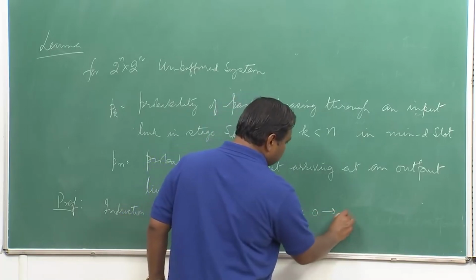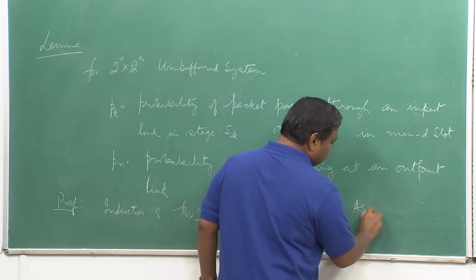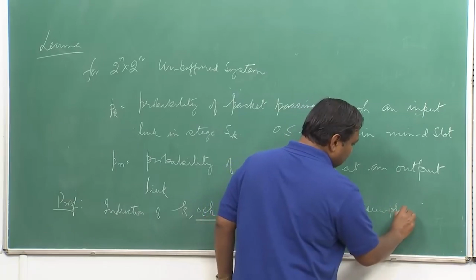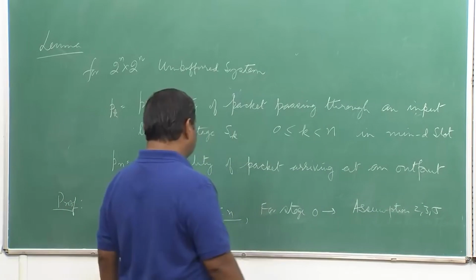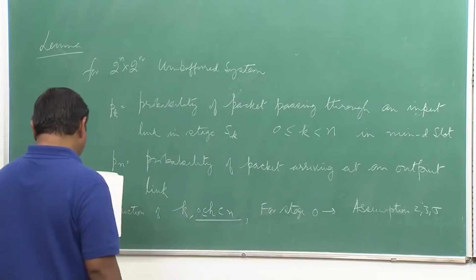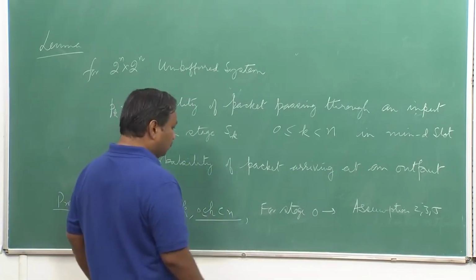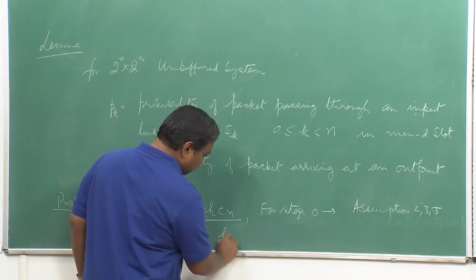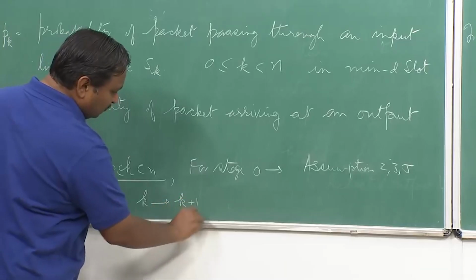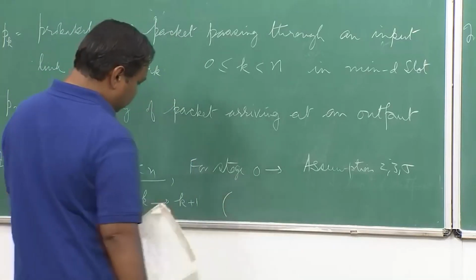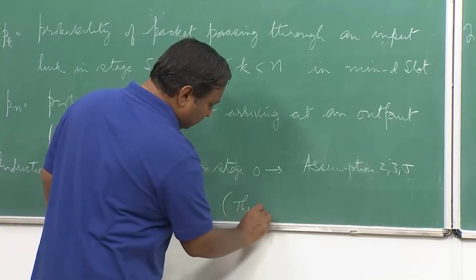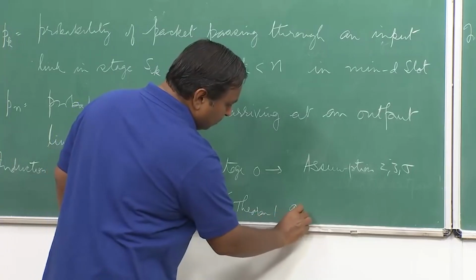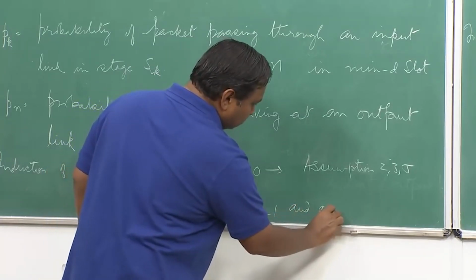For stage 0 it is true because of the assumptions which I had written earlier: 2, 3, 5. And for stage k, if it is true for stage k, it is going to be true for k plus 1. This will come from the assumptions, theorem 1 which we have done earlier, and assumption 3.